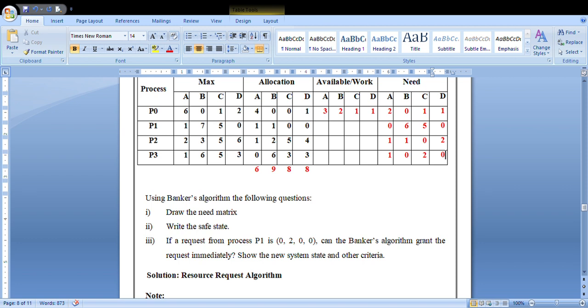So, how many processes they have specified in the question? For that you draw the need matrix. This is the first question they have asked. So what is the next one? Write the safe state or the safe sequence. How are we going to write the safe state?